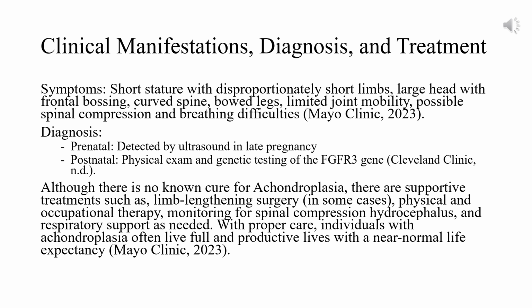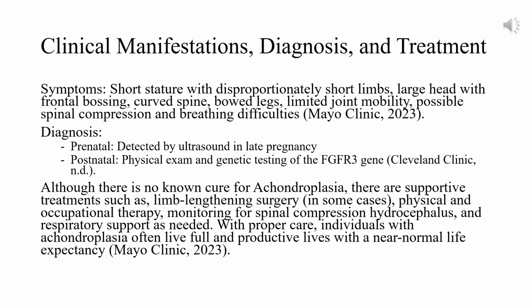According to Cleveland Clinic, people with achondroplasia are usually diagnosed after birth by a physical exam and genetic testing of the FGFR3 gene. However, achondroplasia can be detected in utero by ultrasound. They are sometimes able to see the larger head with the disproportionately short limbs.